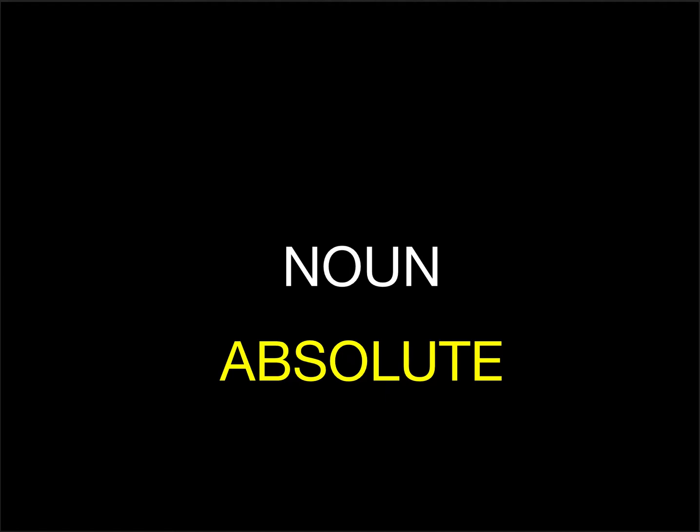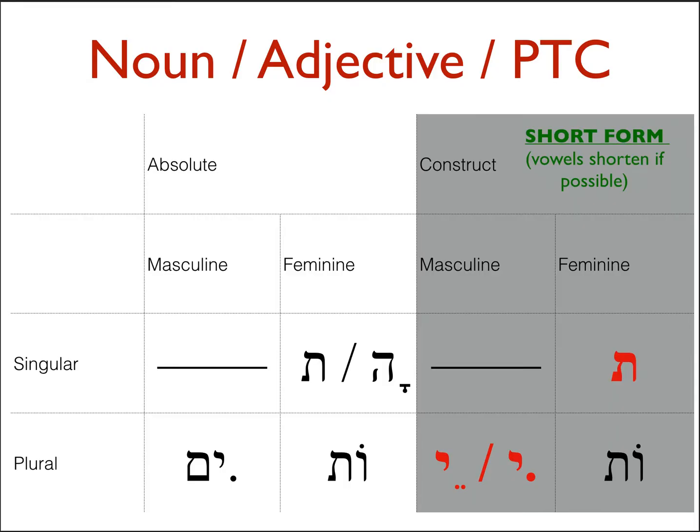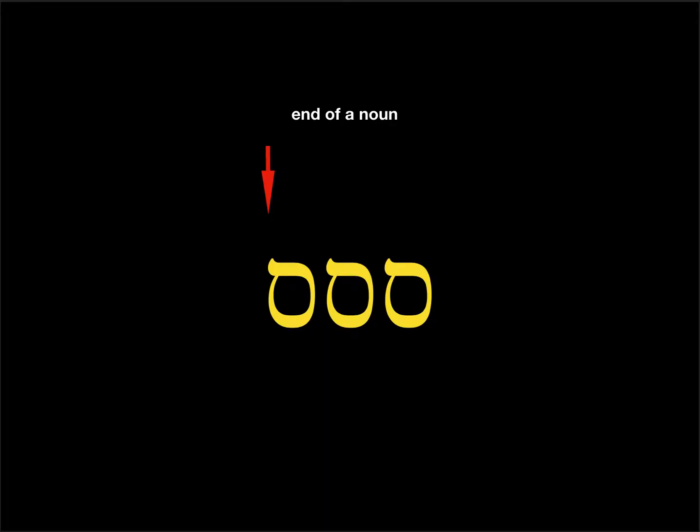Here is a summary of what they are. If a noun ends with a or t, these two feminine sounds, those are feminine singular. If it is ot, those are feminine plural. If it is im, those are masculine plural. And all of the rest will be masculine singular. And this is how it works.